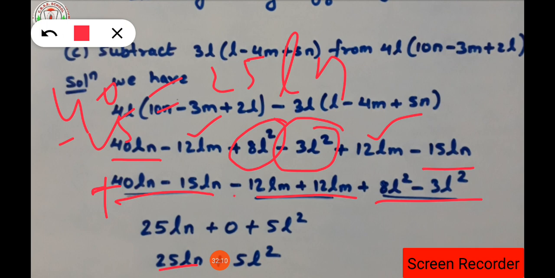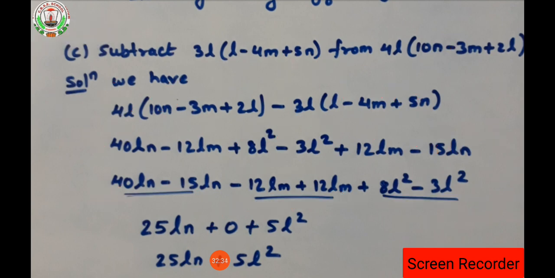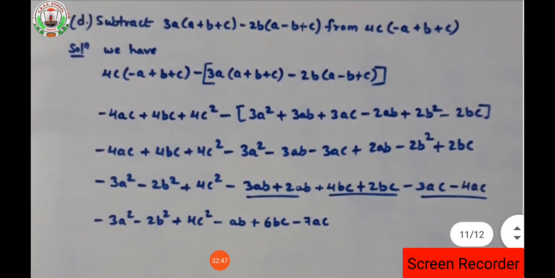Next, plus 12LM and minus 12LM. As plus 1 and minus 1 will be 0, in the same way minus 12 and plus 12 will become 0. So while solving it becomes 0. Then plus and minus will be minus. So 8 minus 3 will be how much? It will be 5L square. So whole together, the answer left out is 25LM, and not M, it will be N: 25LN plus 5L square.